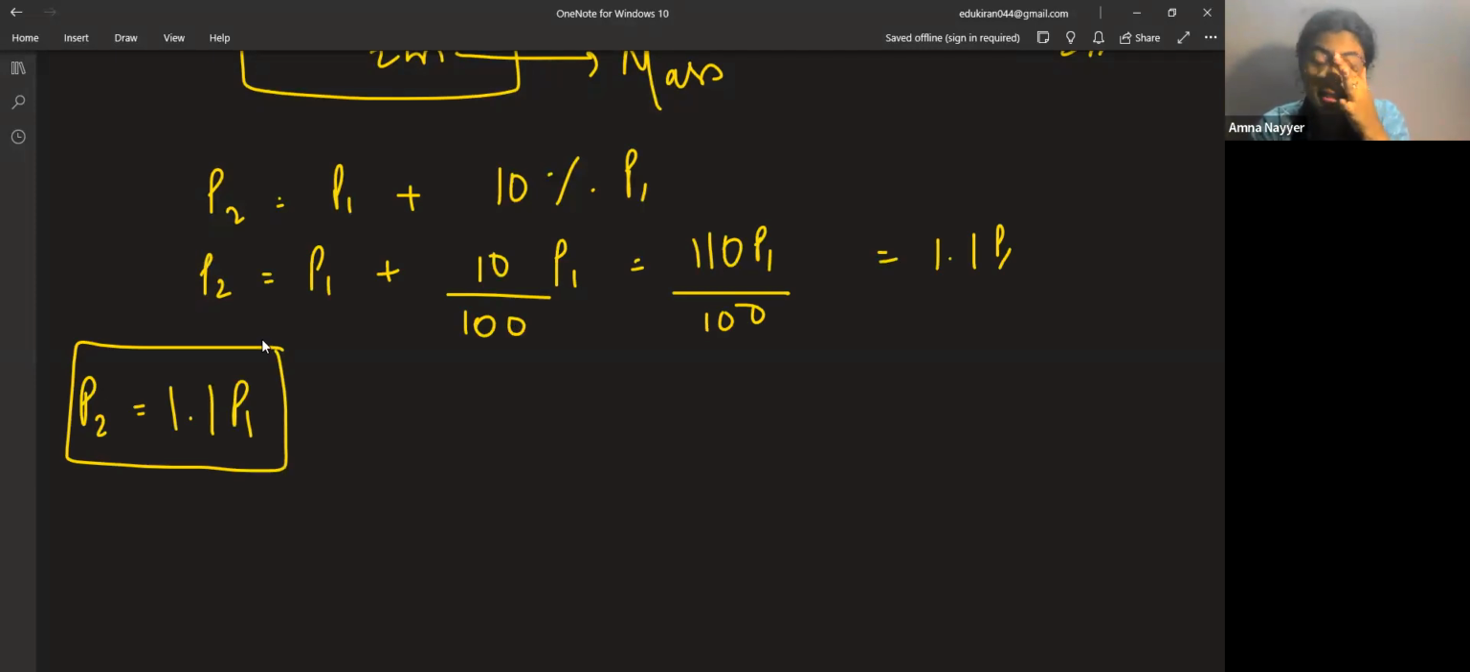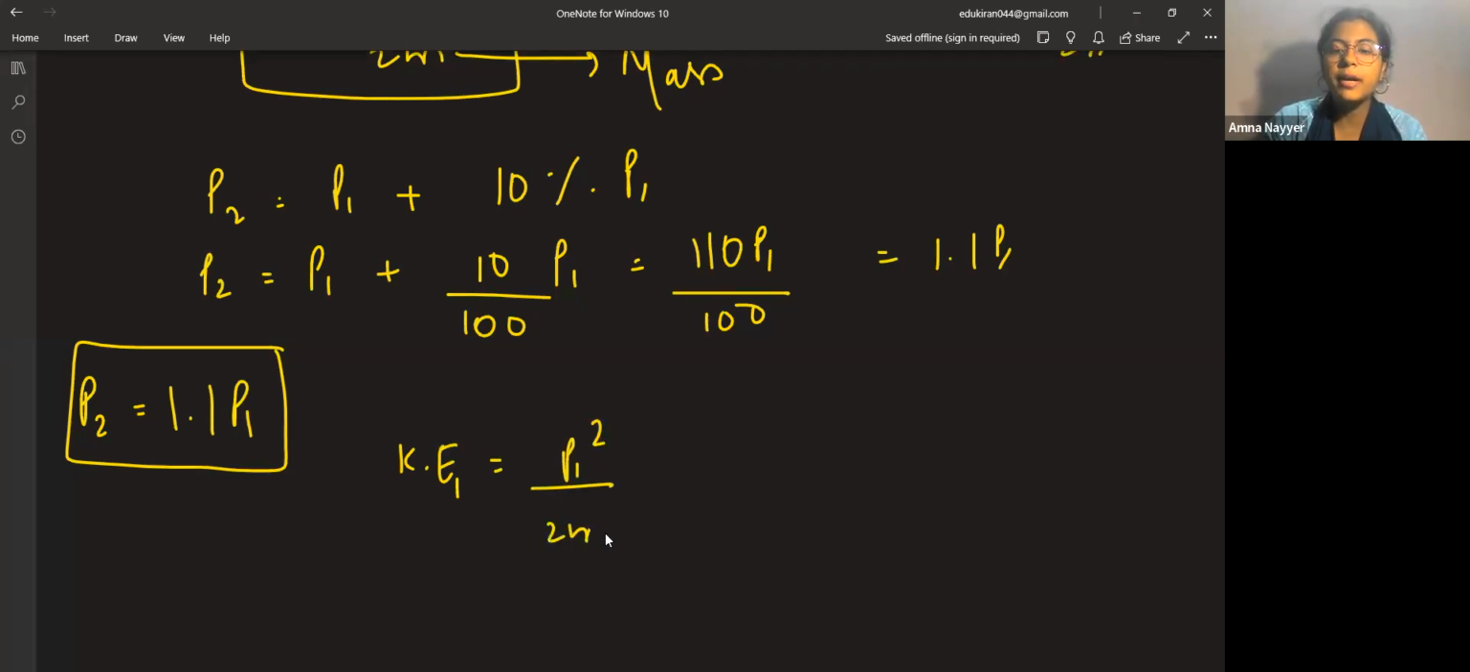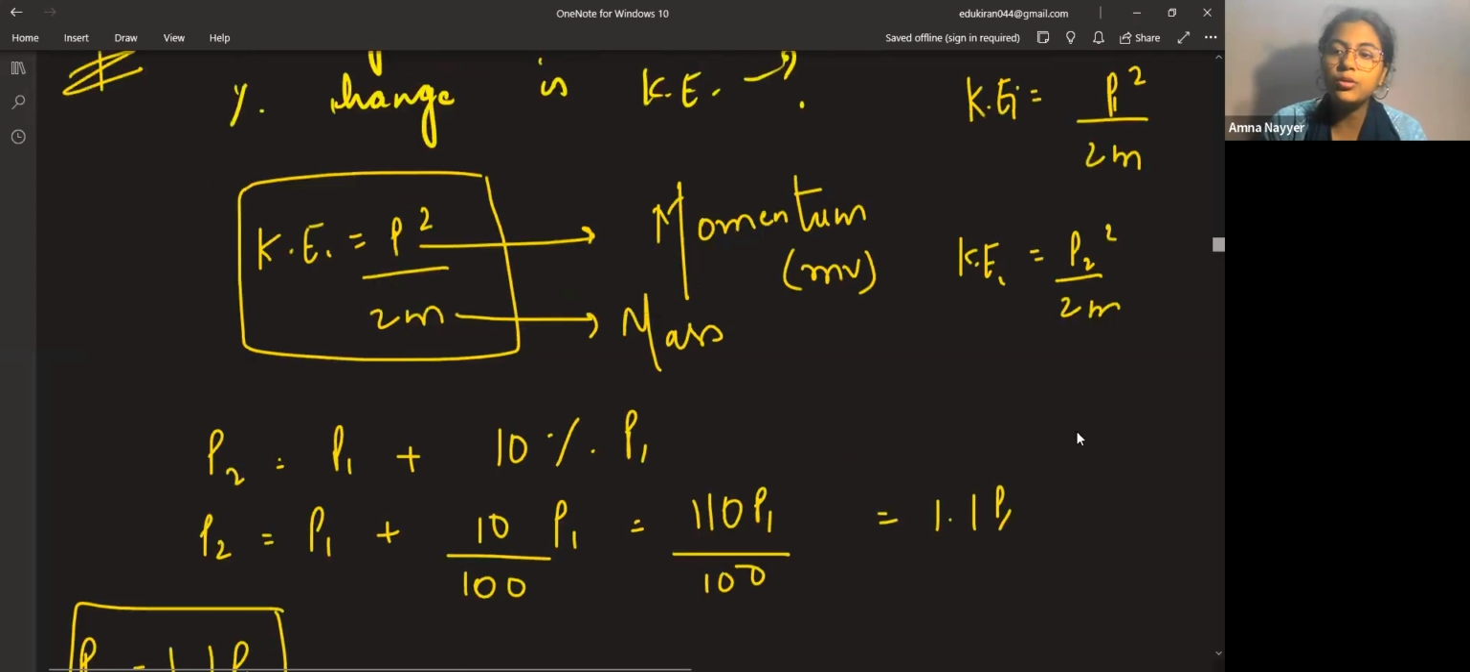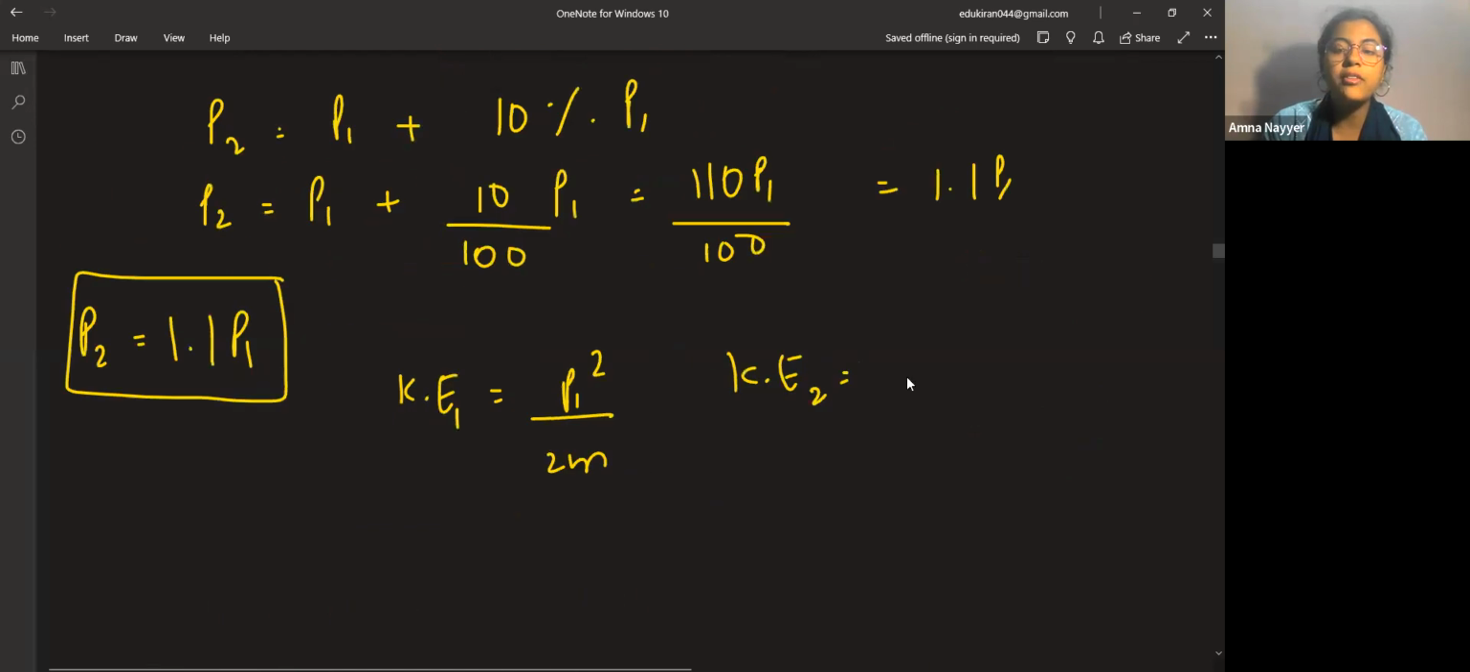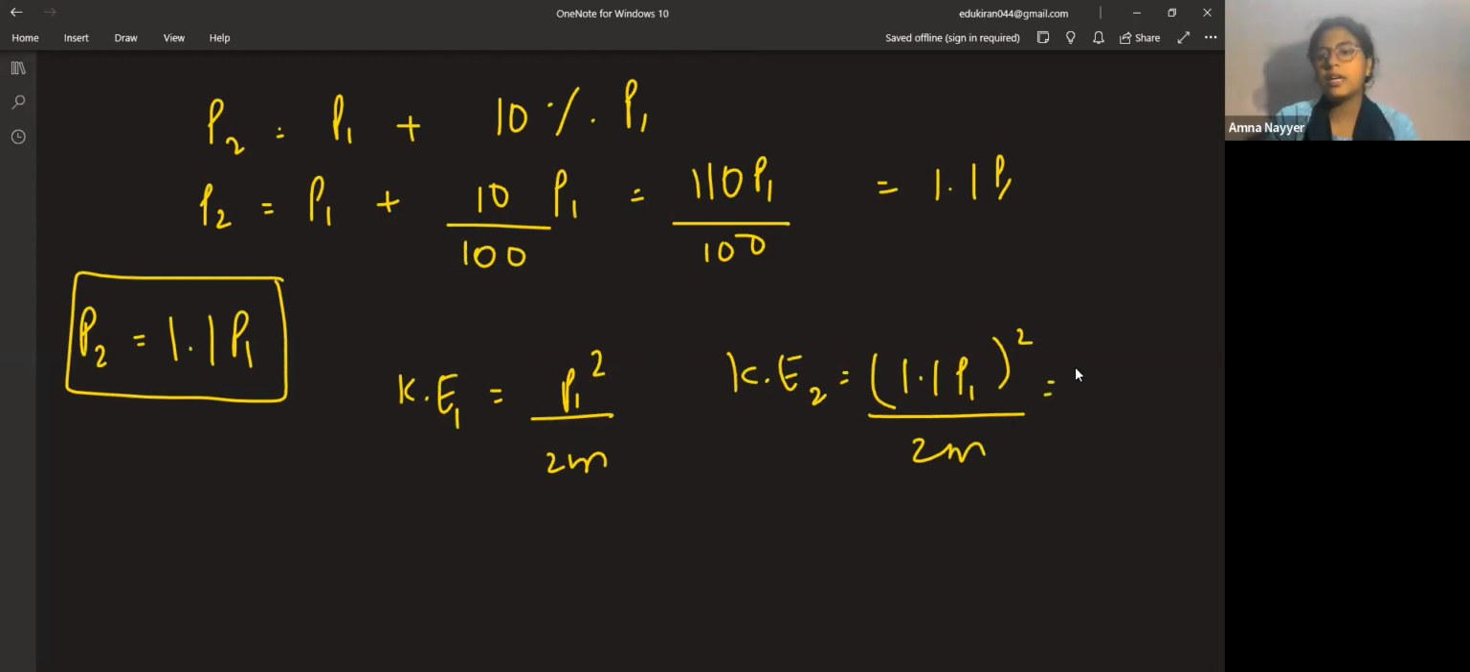Now let us substitute this value in the kinetic energy. Kinetic energy 1 is P1 square by 2m. Now kinetic energy 2 will be P2 square by 2m. Remember, this is P2 square by 2m. Now P2's value we have obtained, so that becomes 1.1 P1 whole square by 2m. All right, so this becomes 1.21 P1 square by 2m. At least now we have both in terms of P1.